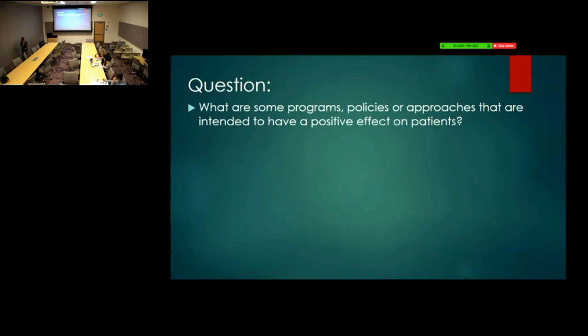Okay, so with your mouth full, give me some examples of programs, policies, approaches that are intended to have a positive effect on patients. Just give me a couple. Somebody? Target Zero. I don't know what that is, but what is that? It's like a checklist we go through every day for trying to minimize preventable complications. Okay, so that's the thing you're trying to do, and if you do that well, your patients have fewer complications. Yeah, fewer VTEs, fewer catheter-associated UTIs.